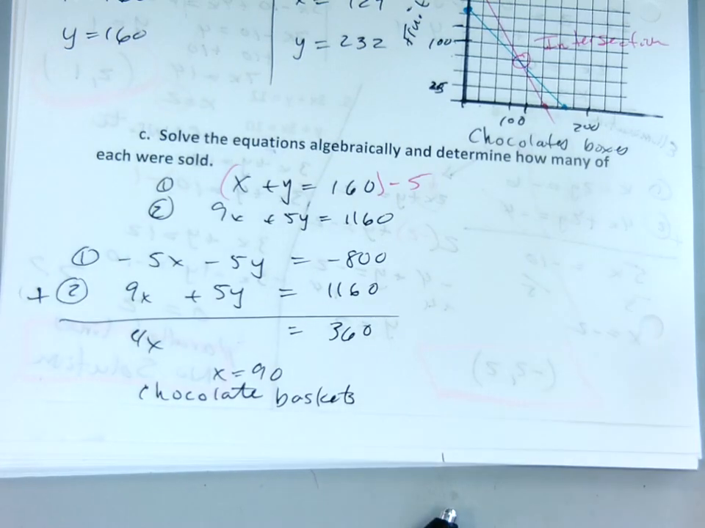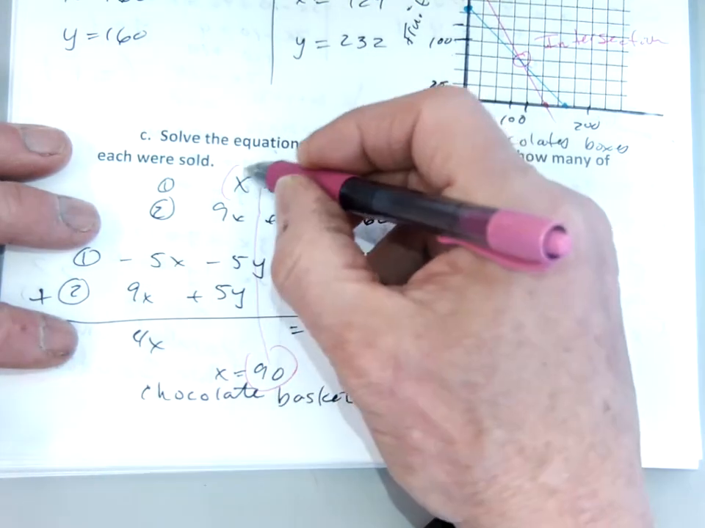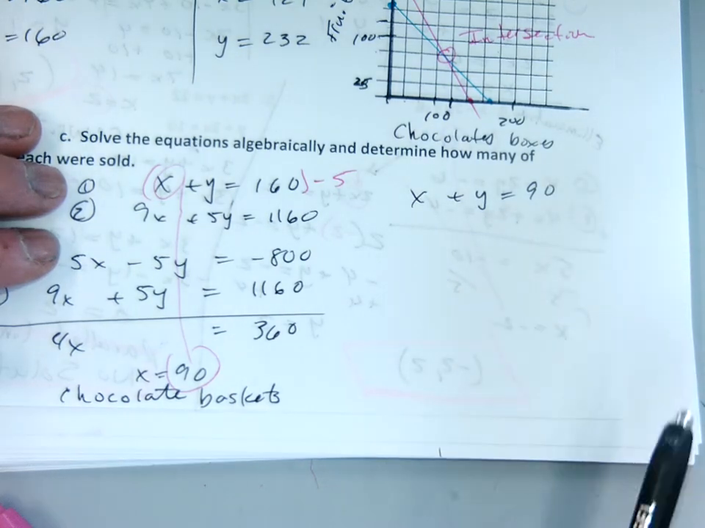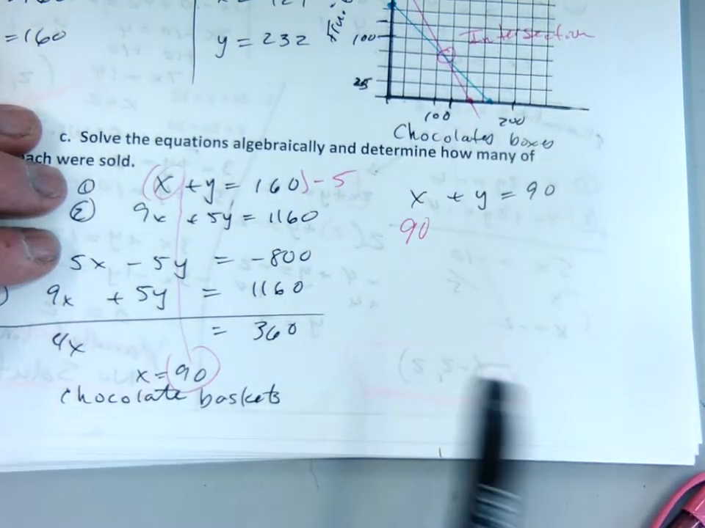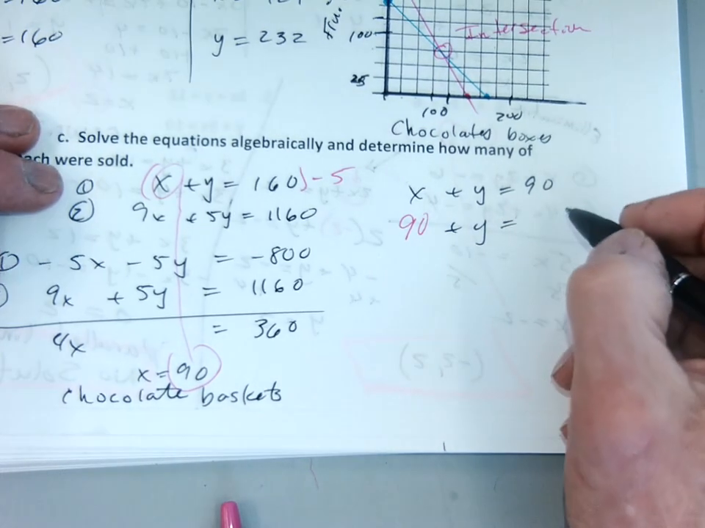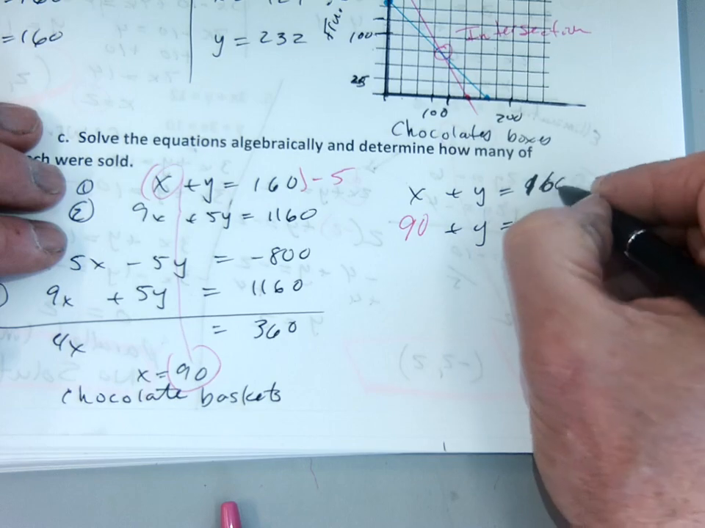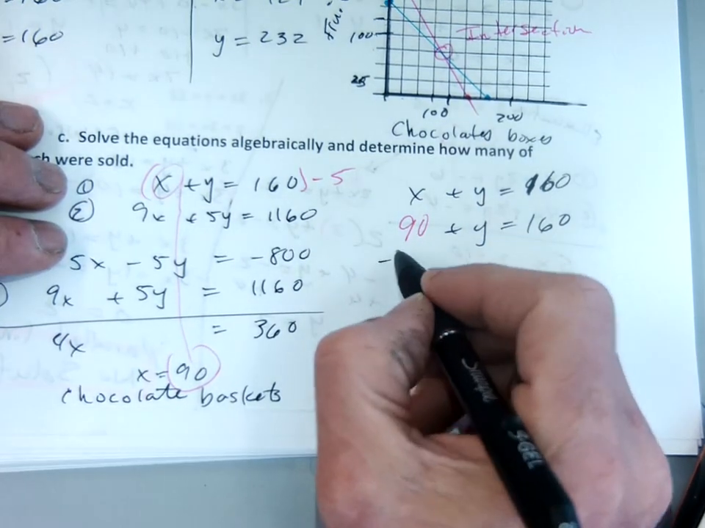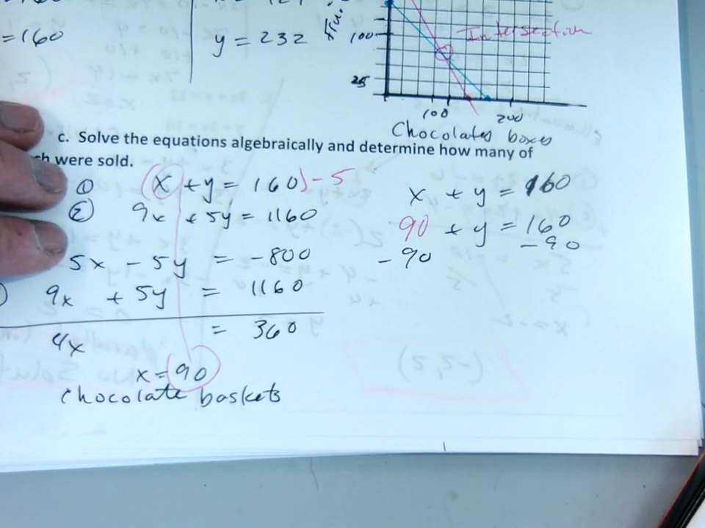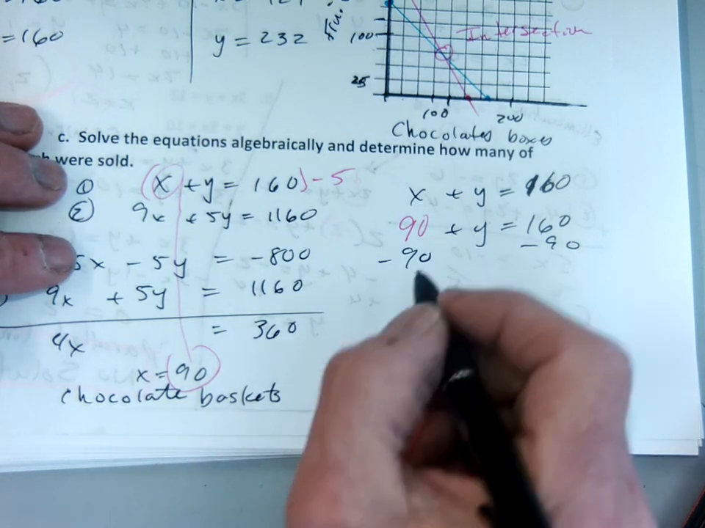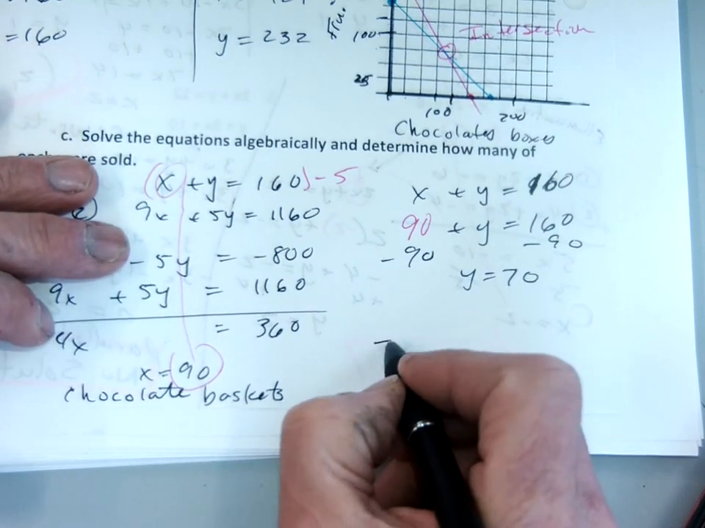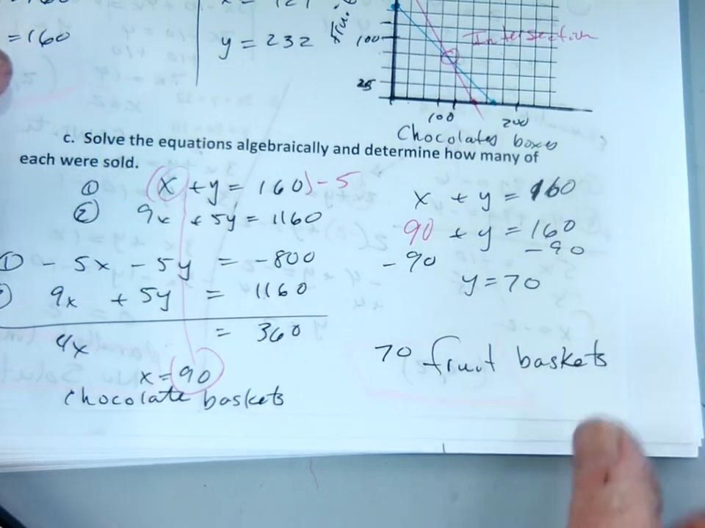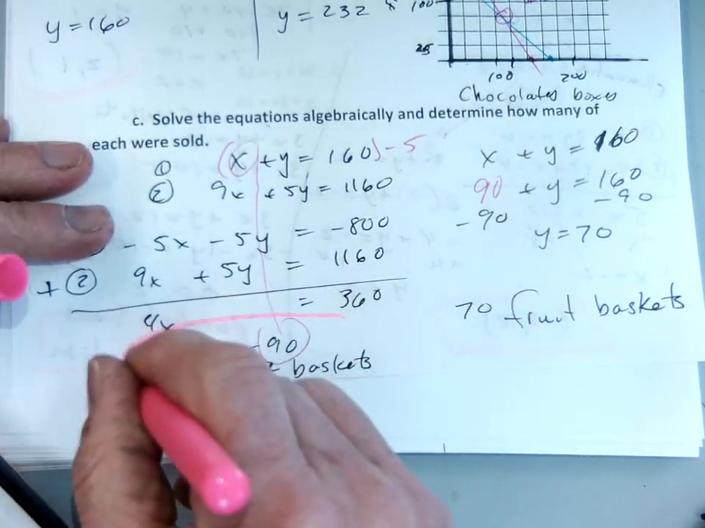So what about fruit? Well, let's plug it in. Let's take the 90 and plug it into the easy equation. So I have x plus y equals 160, but I'll put 90 in for x. So I've got 90 plus y equals 160, silly me. 160 minus 90, and I'm going to get 70. So I need 70 fruit baskets. Okay, there's my answers.